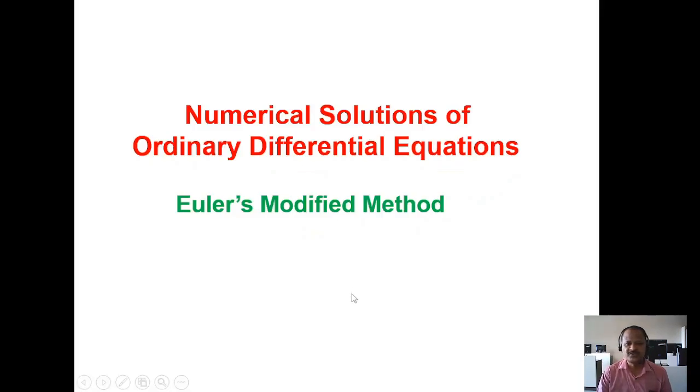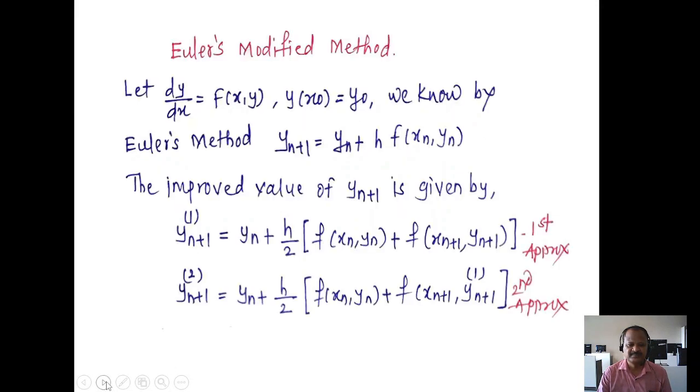Numerical solution of ordinary differential equation, Euler's modified method. So, the differential equation is given like this: dy by dx is equal to f of x comma y. The initial condition is given: y of x0 is equal to y0.